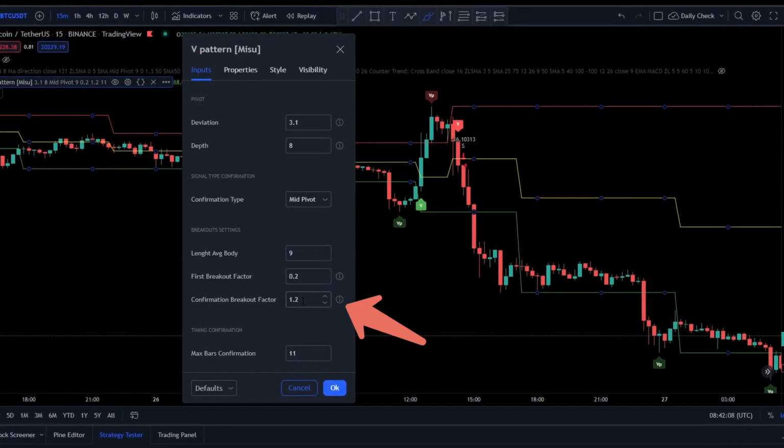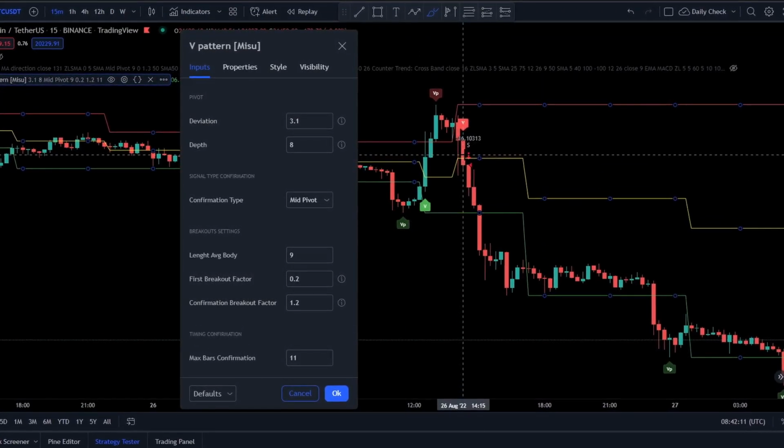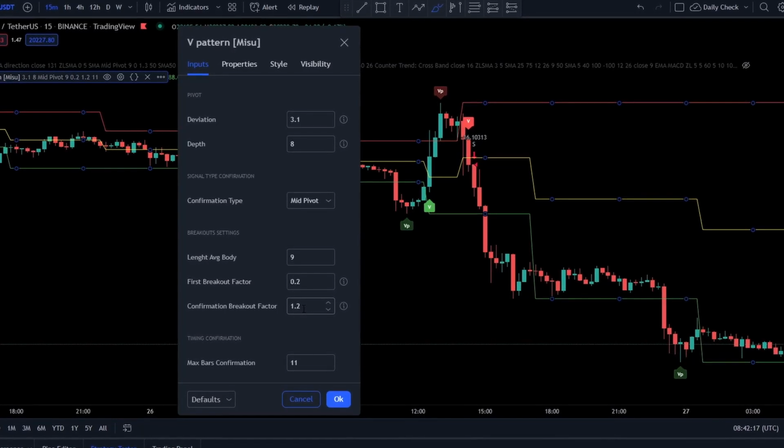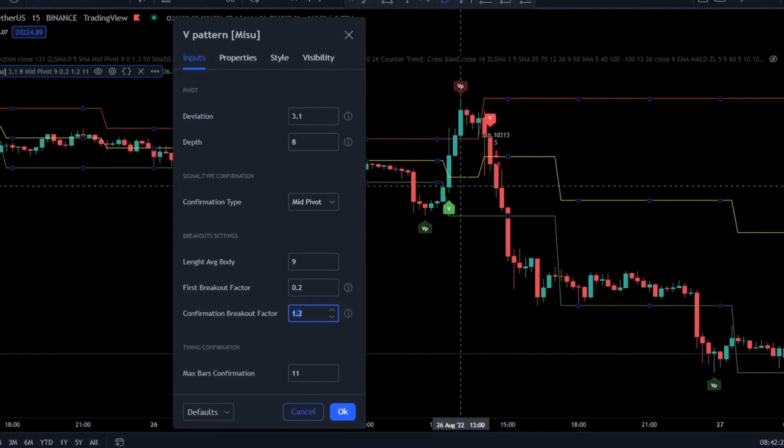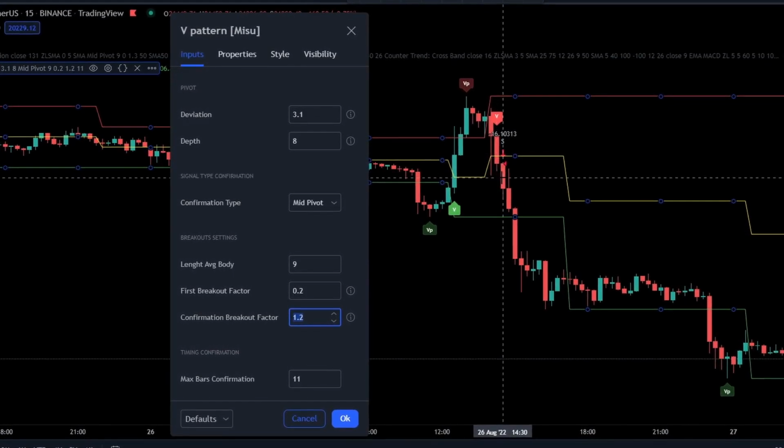But there is another parameter which is really interesting: the confirmation breakout factor. This will be needed to validate the confirmation breakout. For example, if the body of the candle that breaks the mid-pivot is not 1.2 times bigger than the average body, it will not be considered as a valid break. It's really useful to identify a strong breakout from a standard one.